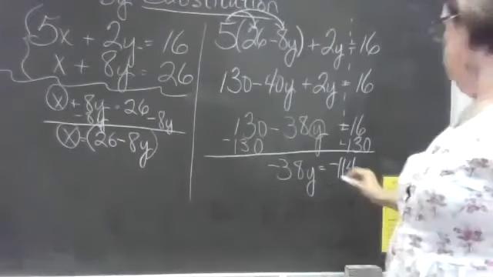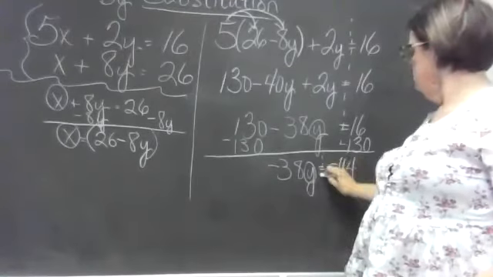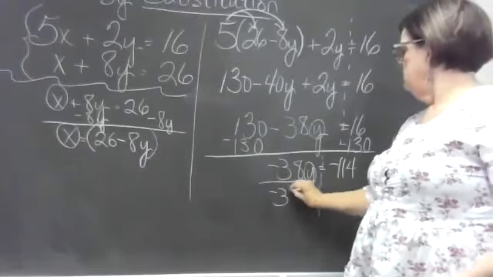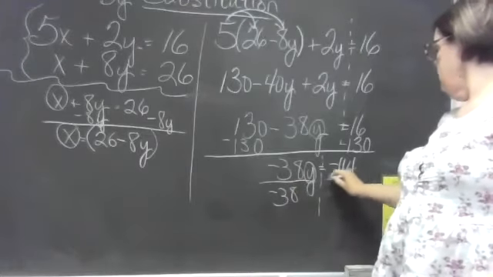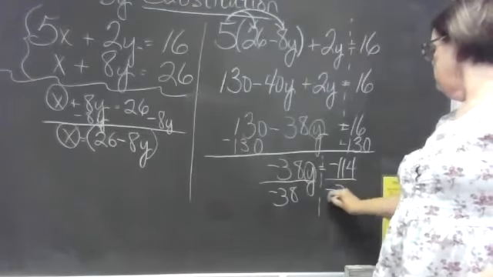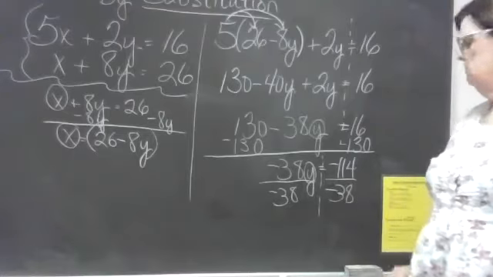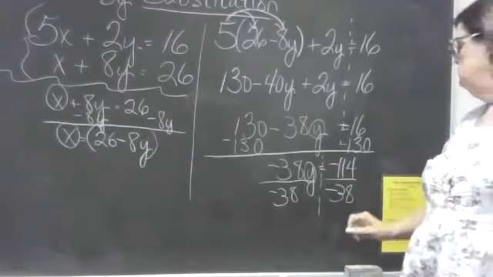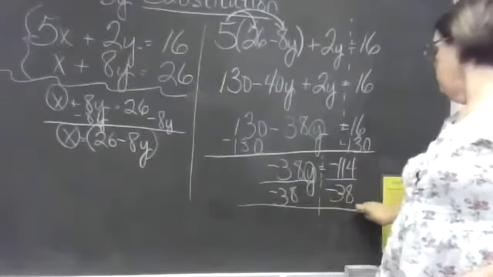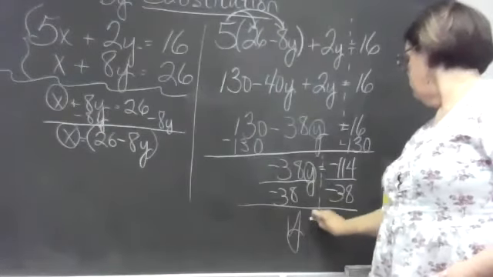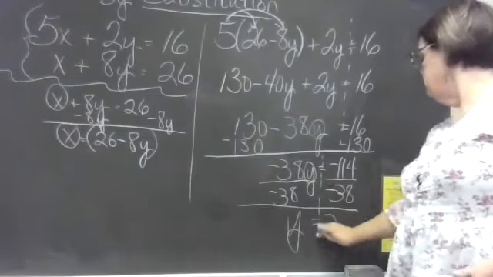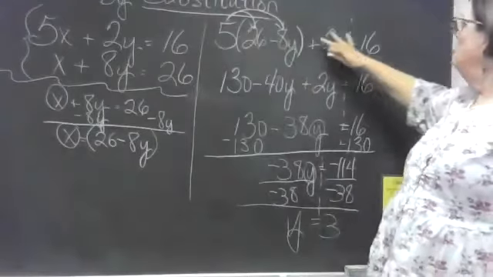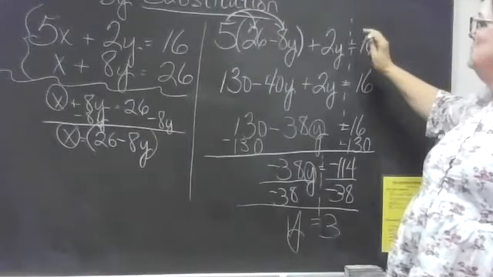And now if I want to solve for the y, I want to divide by negative 38 and divide by negative 38. So I find out that y is equal to 3. Okay? Because this had only y's in it.